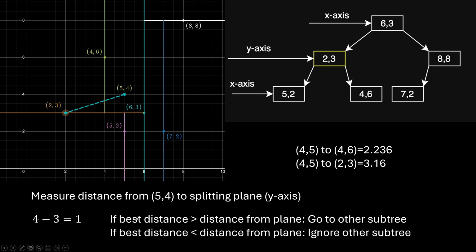And here we have two options. If the best distance is larger than the distance from the plane, we go to the other subtree. Or if it's the other way around, we will ignore the other subtree. Sometimes people also say the other subtree got pruned instead of ignored. So in this case, we have the distance of 1 to the splitting plane, and the best distance is 2.2. So we will go to the other subtree.